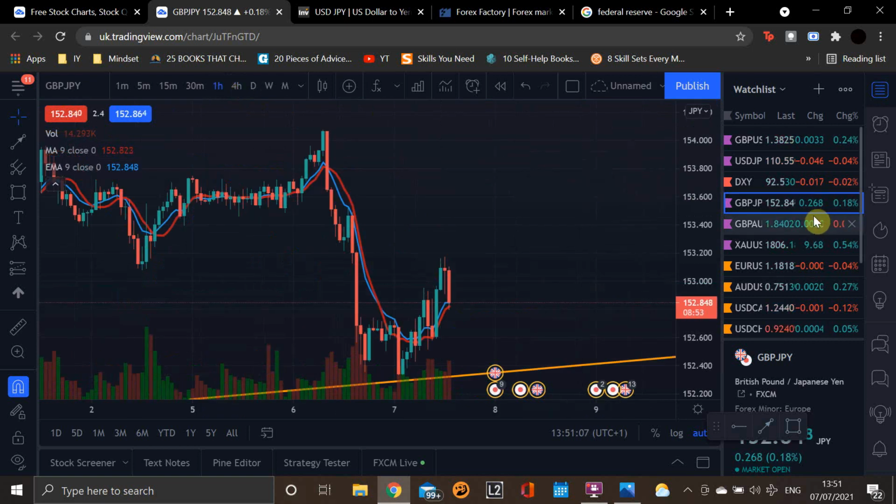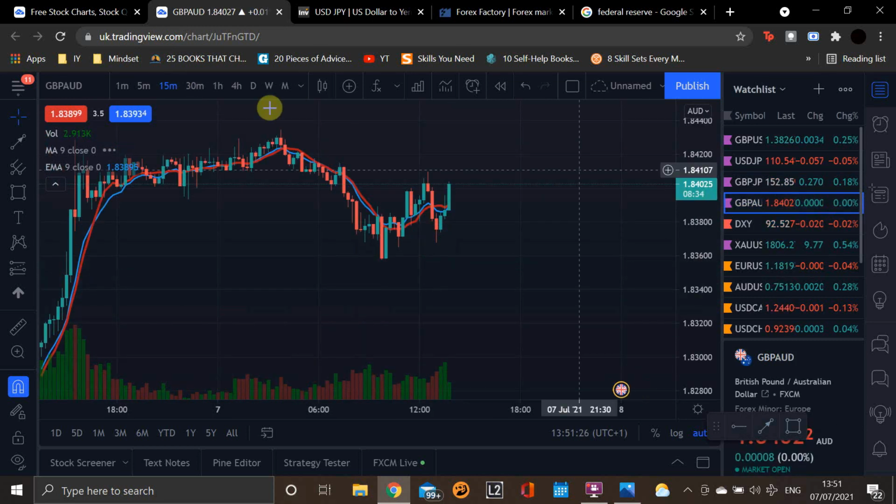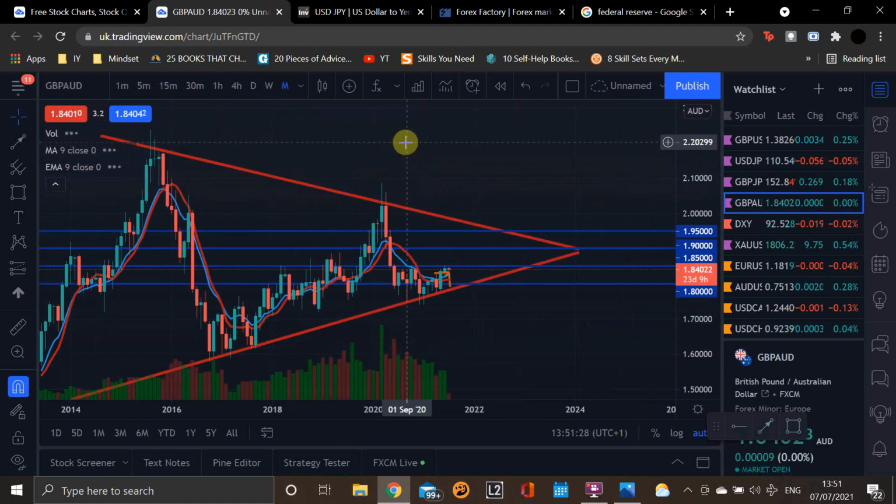A lot of anticipation going on in this market right now. Let's look at GBP USD. Look at GBP USD here. So we'll do the same thing, forget these areas. Okay.